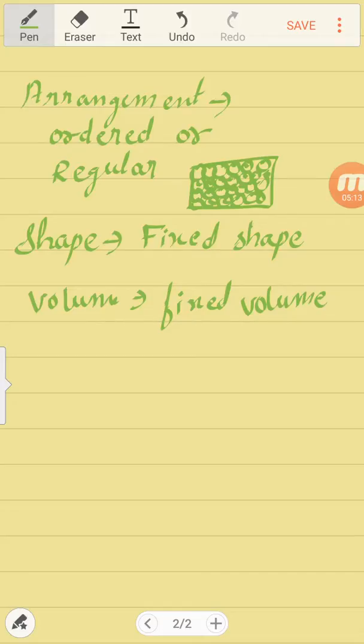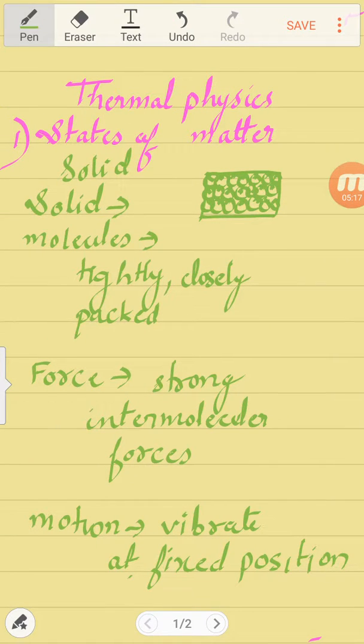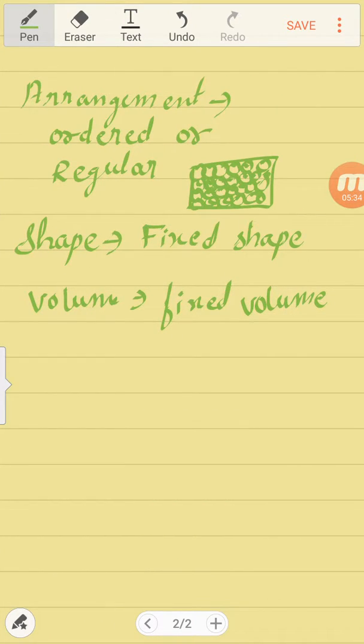Okay, again I am repeating what you will write about solid: molecules are tightly or closely packed, force is strong intermolecular force, and motion is vibrate at fixed position, arrangement is ordered or regular, and shape is fixed shape, volume is fixed volume.